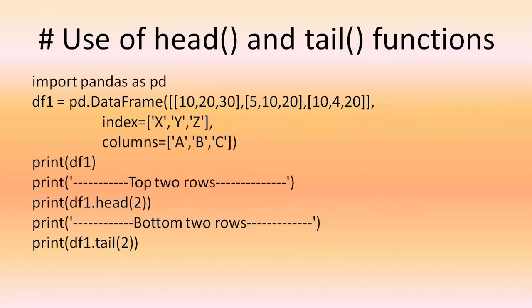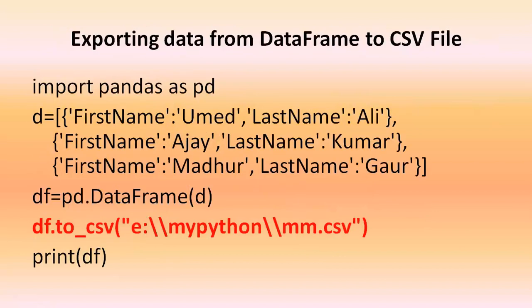Okay, so now see next is exporting a data frame to a CSV file. Now the question is, what is a CSV file? CSV means comma separated value file. A CSV file is a very lightweight storage for our data frame, and you can say an external storage for the data set.